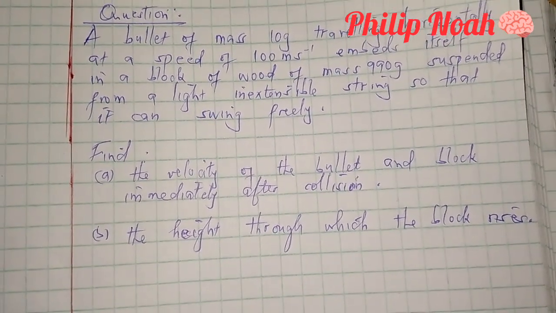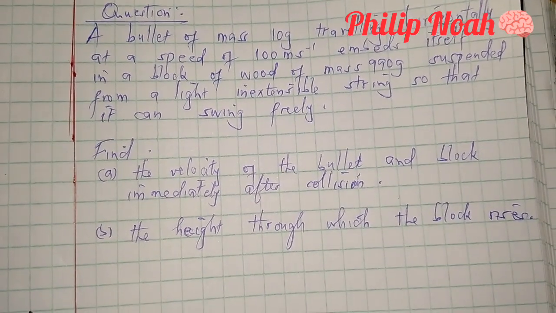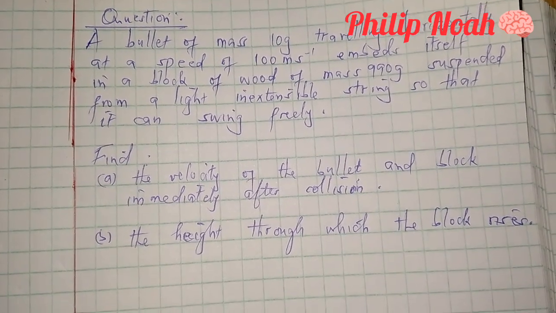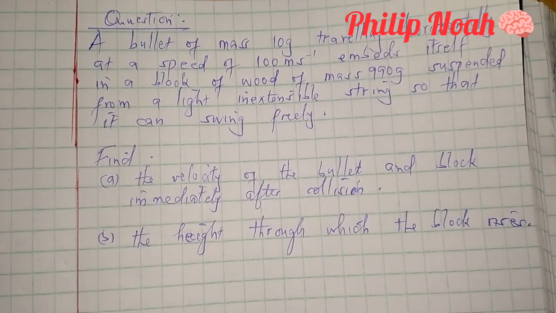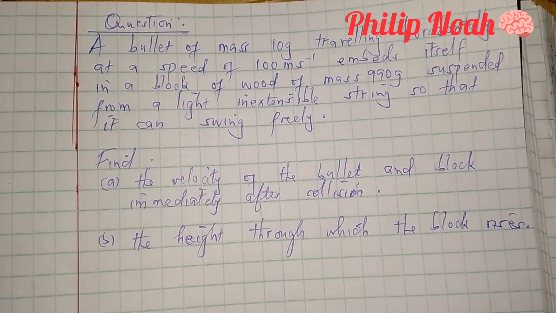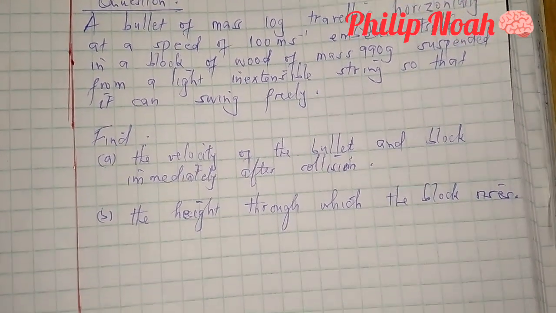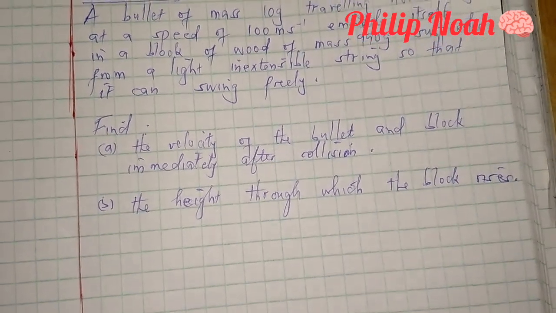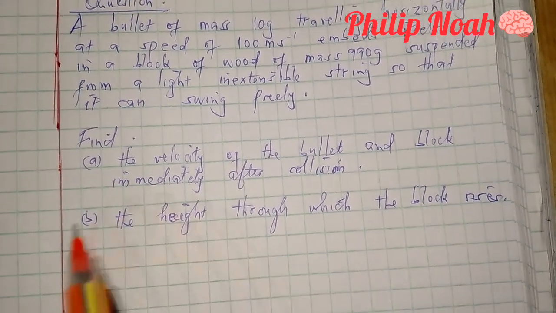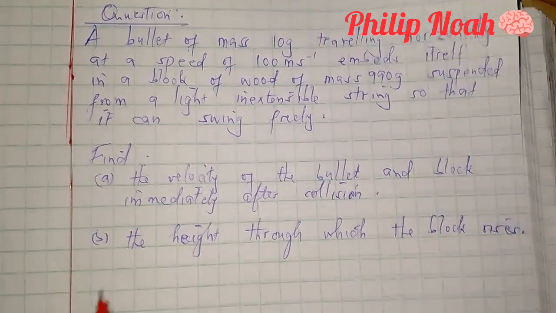An inelastic collision has the following characteristics. Number one, the total mass is the sum of the masses of the individual bodies. Then another characteristic is that the bodies end up with a common velocity.